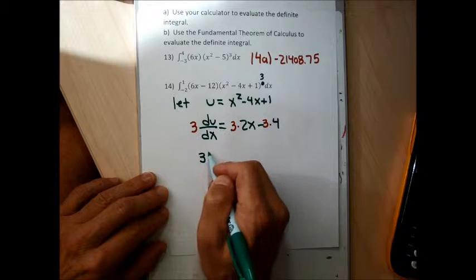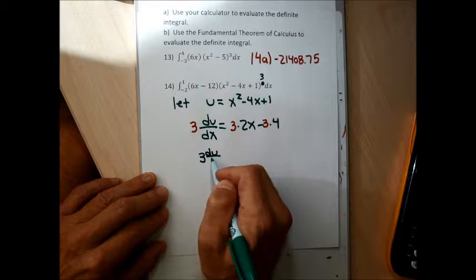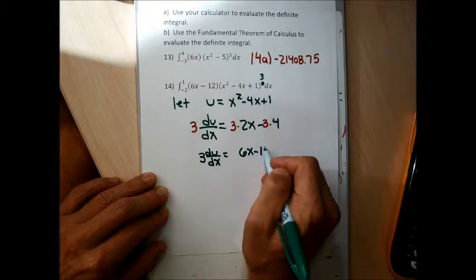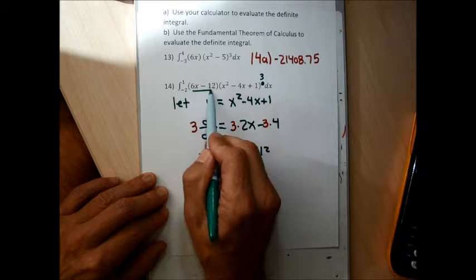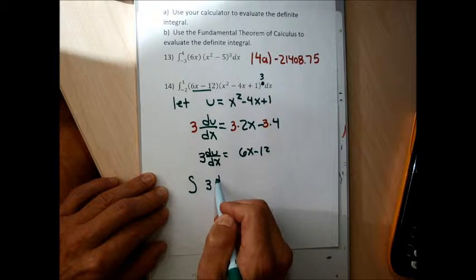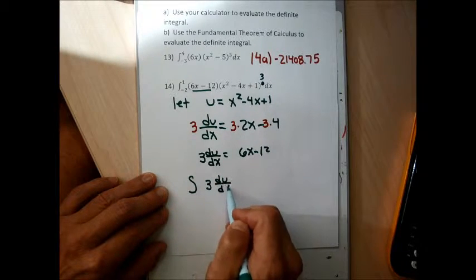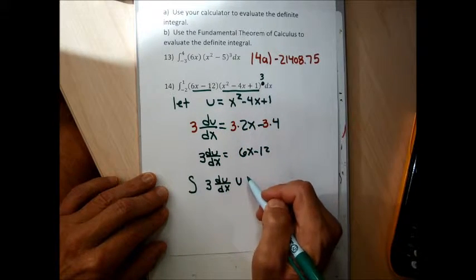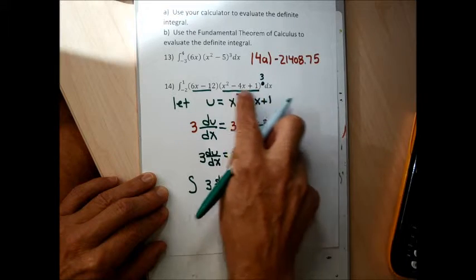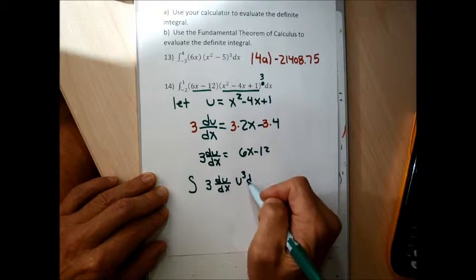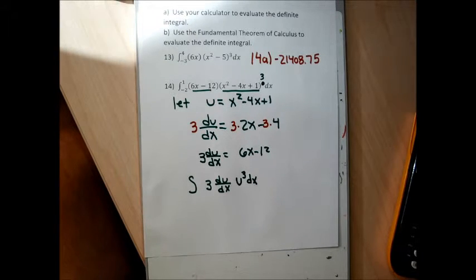So I'm going to get 3 du dx equals 6x minus 12. Now I'm going to do two substitutions. That 6x minus 12 I'm going to replace with a 3 du dx. This contents of the parentheses I'm going to replace with a u. I don't really need the parentheses anymore because I'm down to a single variable as opposed to a trinomial. So I'm going to not write that parentheses, although it would be wrong to have it.